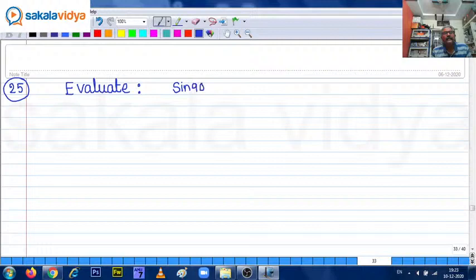Sine 90 degrees upon cos 45 degrees plus 1 upon cosecant 30 degrees.